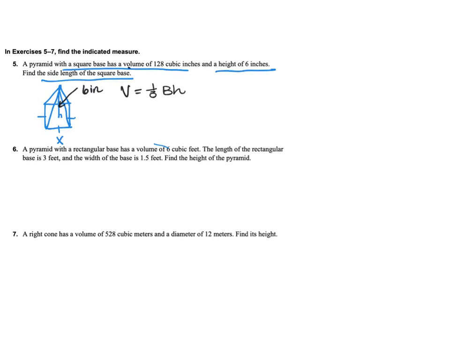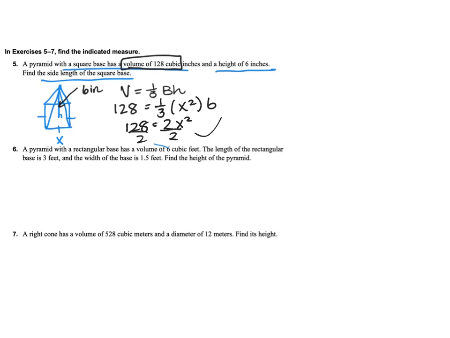Now this time they gave us the volume, that 128, that's going to be subbed on the left. Okay, and then we just substitute area of the square would be x times x, and then 6 is the height. Okay. 1/3 of 6 is 2. So we can rewrite it like that.